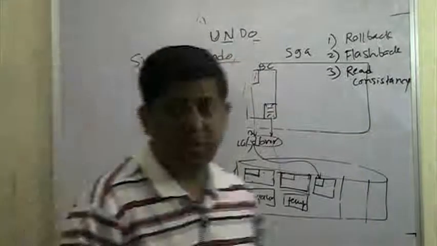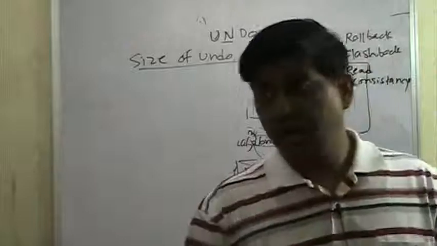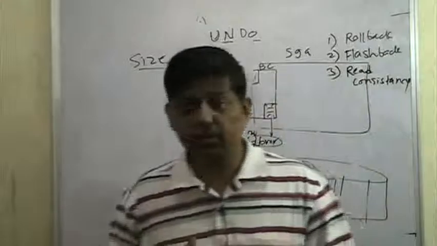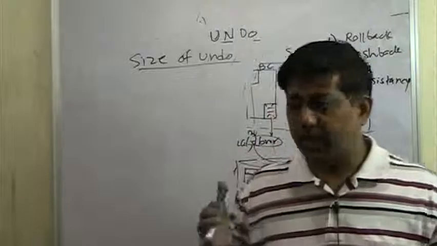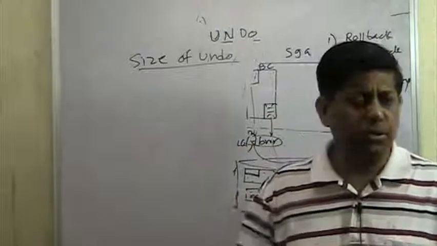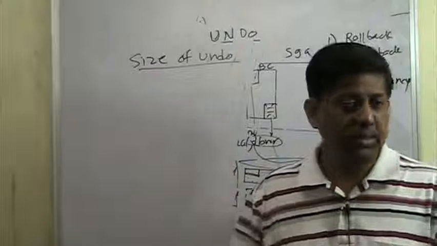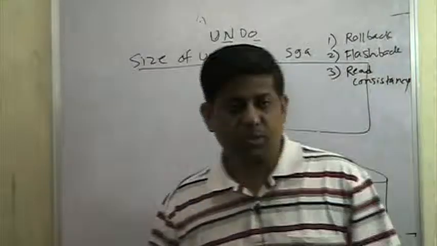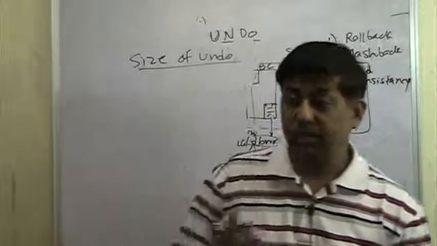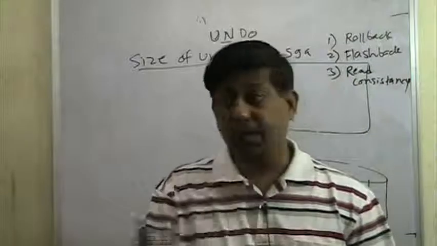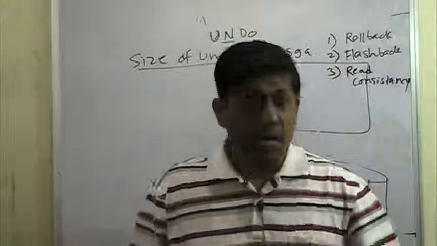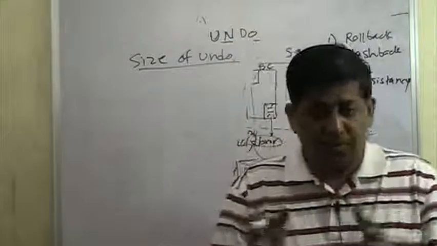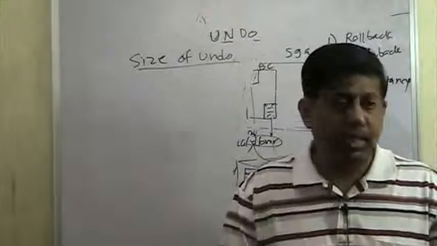Should the undo tablespace be 5 megabytes like what you have created, or should it be 5 gigabytes? That depends on your database activity. If you are going to do a huge amount of deletes, then you will require a huge undo tablespace. If you are going to commit after every single delete, then you need a smaller undo tablespace. So this is the sizing: how frequently you commit is going to decide the size.